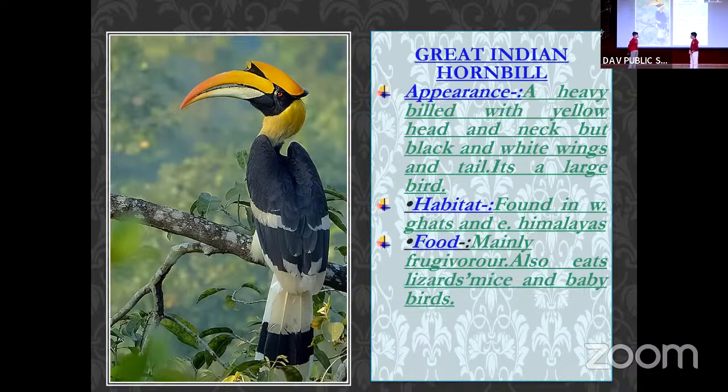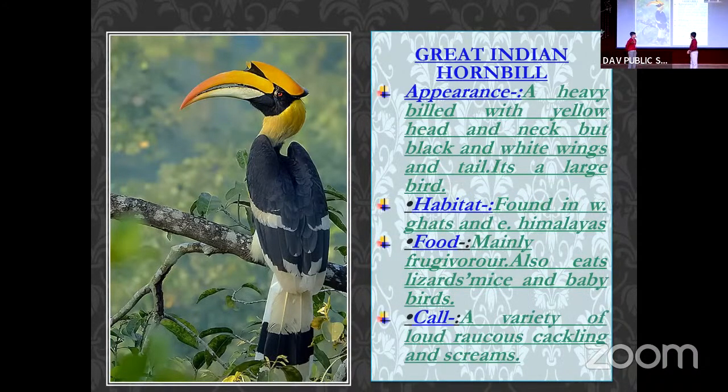Food. Do you know what it eats? No, can you please tell me what they eat? They are mainly frugivores. Frugivores means they are mainly dependent upon fruits and vegetables. They also eat mice, lizards, and some baby birds. Call: a variety of loud ruckus, crackling, and screams.